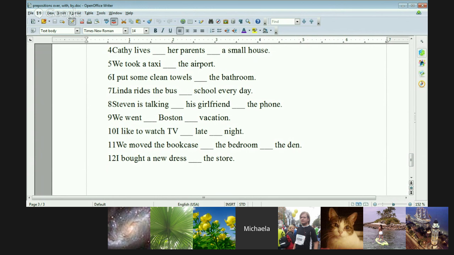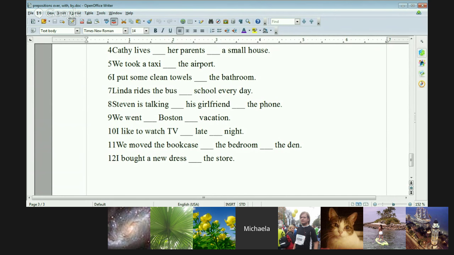Number 9, Zach. We went to Boston on vacation. Thank you very much. Philip, number 10. I like to watch TV. This one's a tricky one. At night is good, but there's a different preposition that goes before late. Not quite. Does anyone else have an idea here? There is a preposition before late. Until. Yeah, until is definitely the best one. So I like to watch TV until late at night.